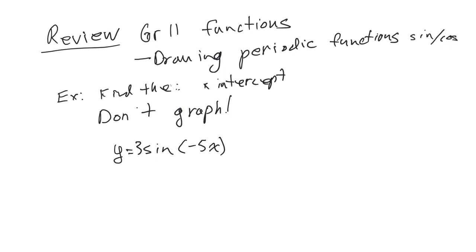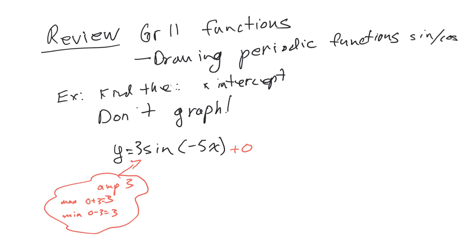Now, based on this graph, I could literally say that the amplitude of this graph is 3. There's a 0 vertical shift. So the maximum for this is going to be 0 plus 3, which is 3. And the minimum of this graph is 0 minus 3, which is negative 3. Okay? Now, that is what we get from our amplitude, right?